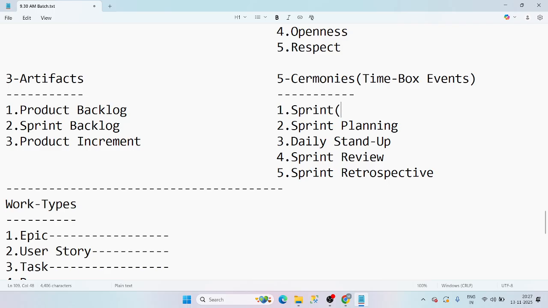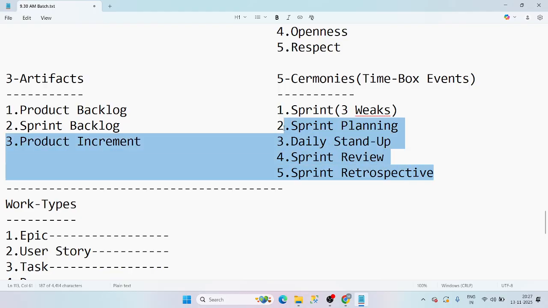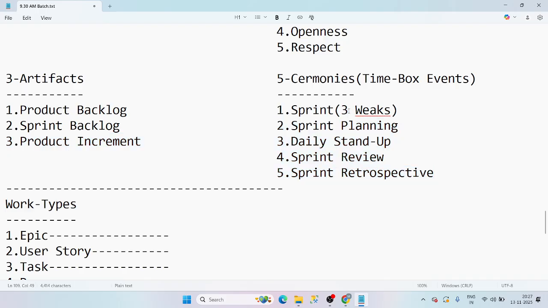Initially, this length will be decided by the product owner and clients. If they say 3 weeks, we have to work for 3 weeks. Based upon that 3 weeks of length, we are going to plan these four. These things depend upon the sprint length.